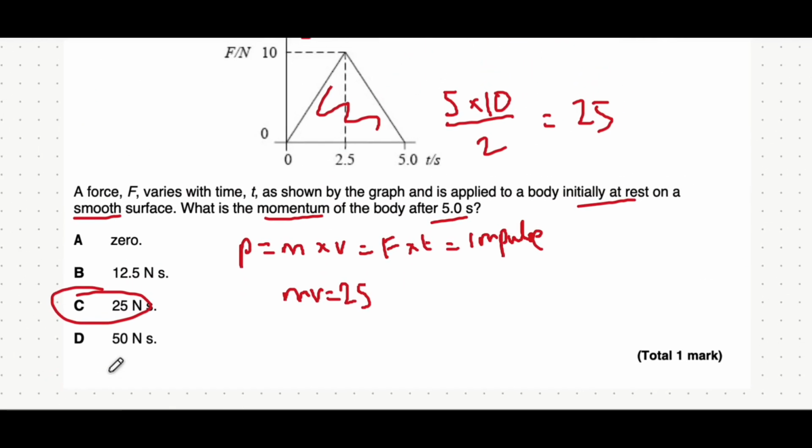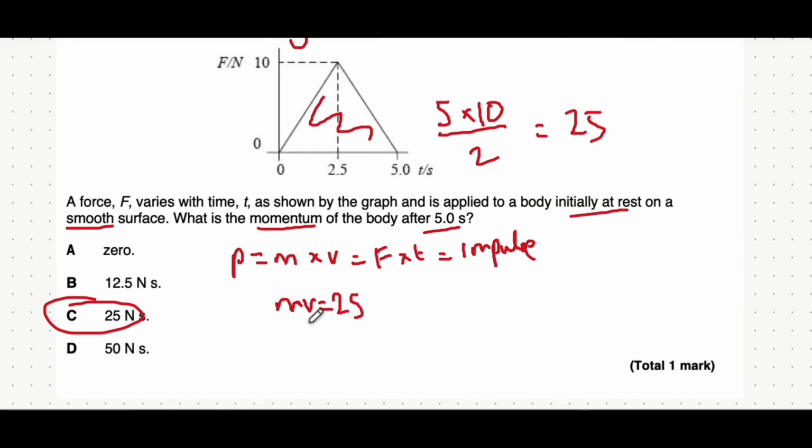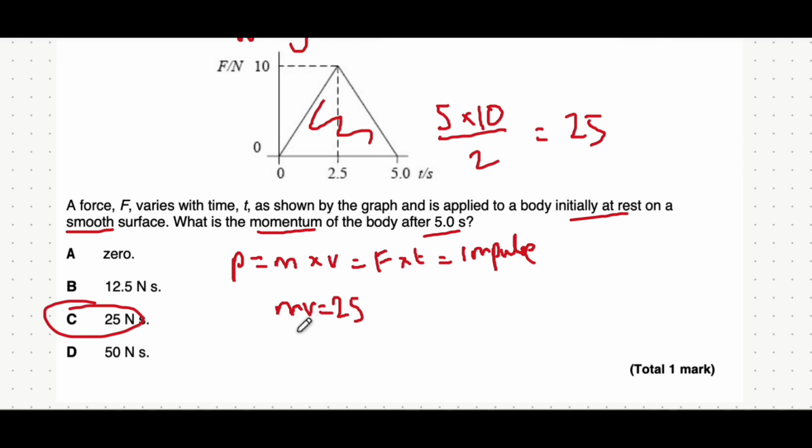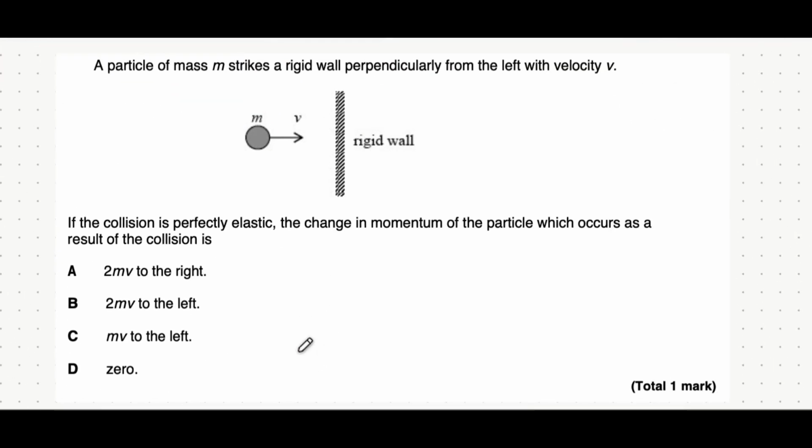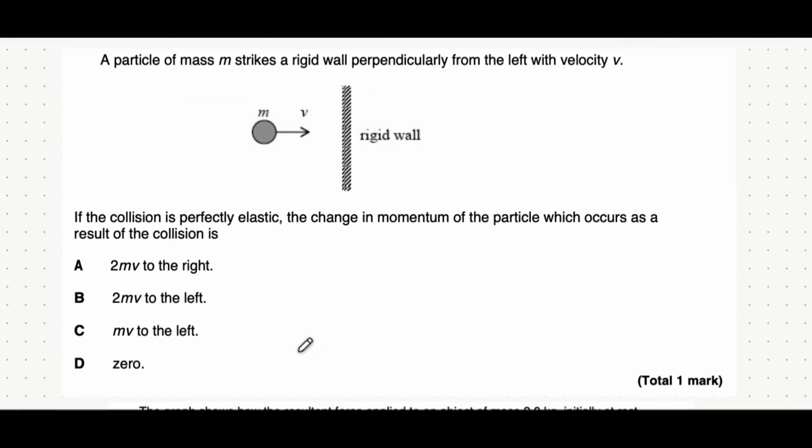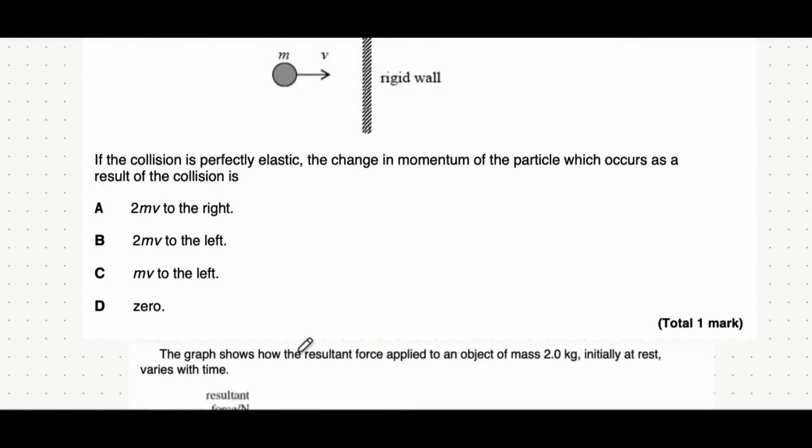If it asks you to then find something like the velocity, you can divide both sides by the mass, but it hasn't really given you a mass here, and it hasn't asked you to do that, so we don't have to do that. Typically we do have to, but in this question we don't. Moving on now, we have 2 more questions, by the way.